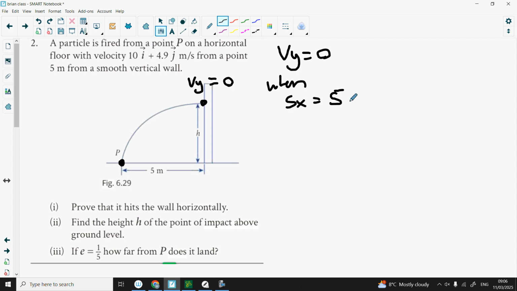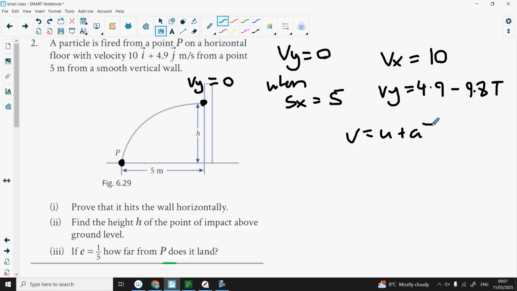Now, we're going to do our 4 equations for projectiles, not for collisions, for projectiles. Okay, what's our Vx? It's just a matter of reading it. Vx is 10, yeah? Vy is 4.9, but gravity takes effect, minus 9.8t. Remember, we're using the form of v equals u plus at. You cool with that? Okay.